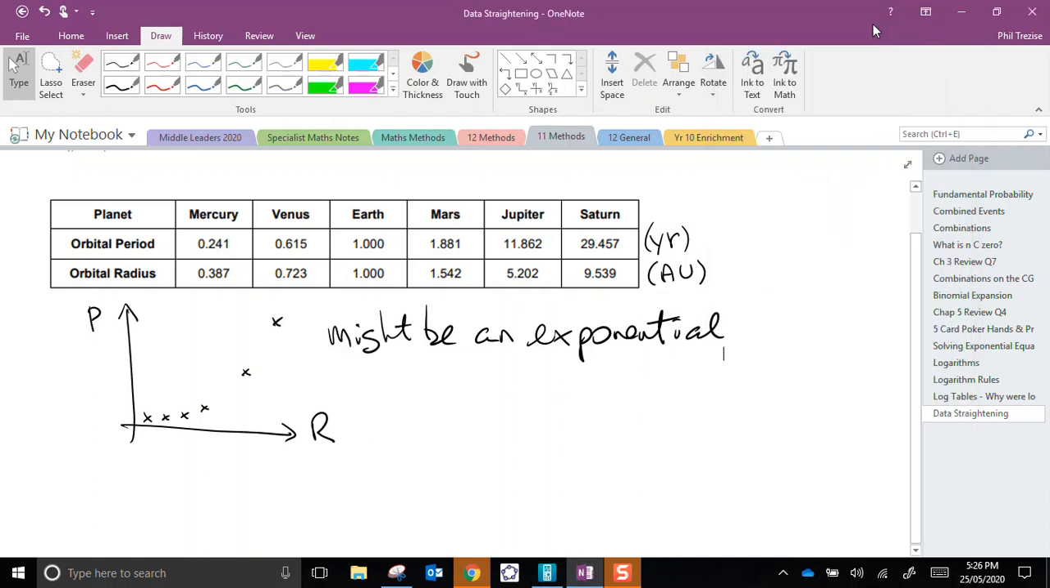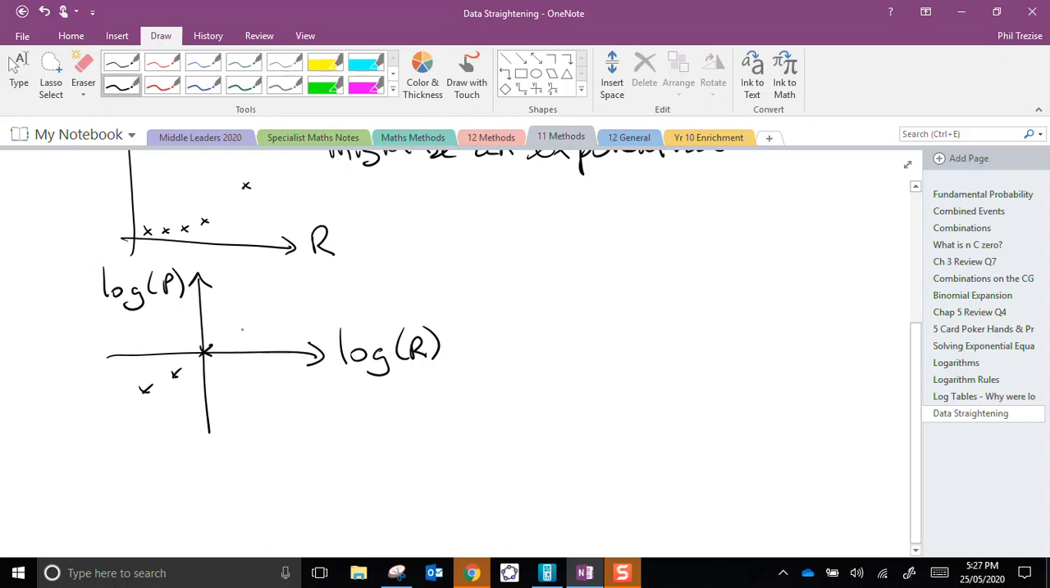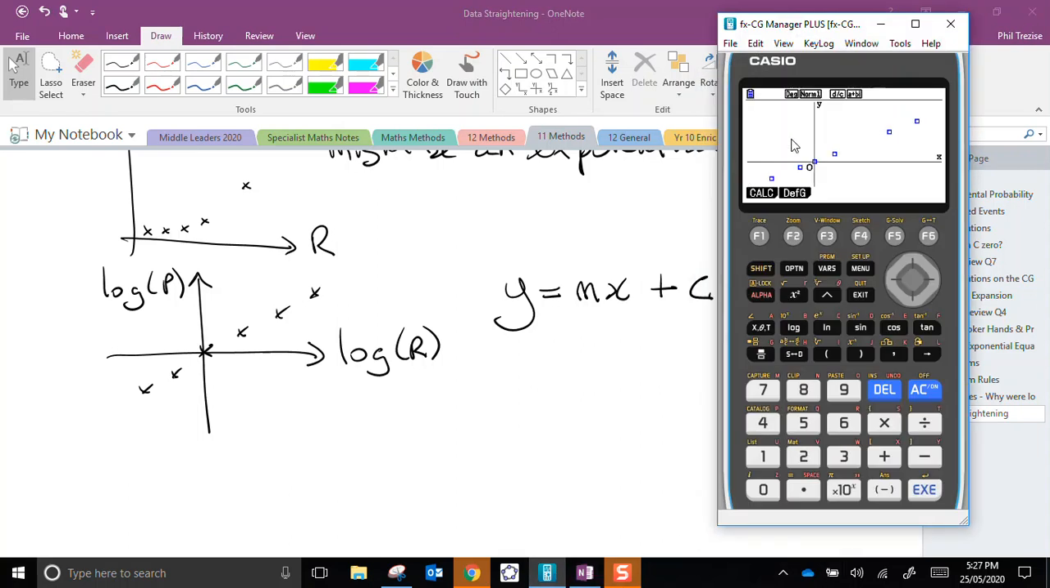So let's do a little sketch of this. Now this sketch was the log of R, and it was log of P. We had 2 data points there, 1 right on the origin, and then 3 data points over there. But importantly, it was a beautiful straight line. And we know that a straight line is given by a very simple equation, y equals mx plus c. That's why we're doing this, because data straightening is all about getting a simple equation.